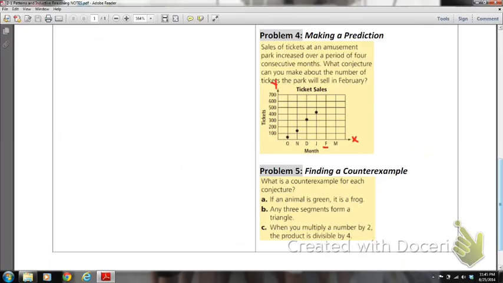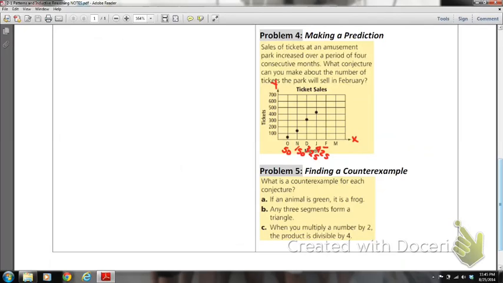So let's just read the graph. In October, it looks like the number of tickets sold was 50. In November, it's about 150. In December, it's about 325. In January, it looks like it is 425. So we want to use these numbers to predict the ticket sales for February.